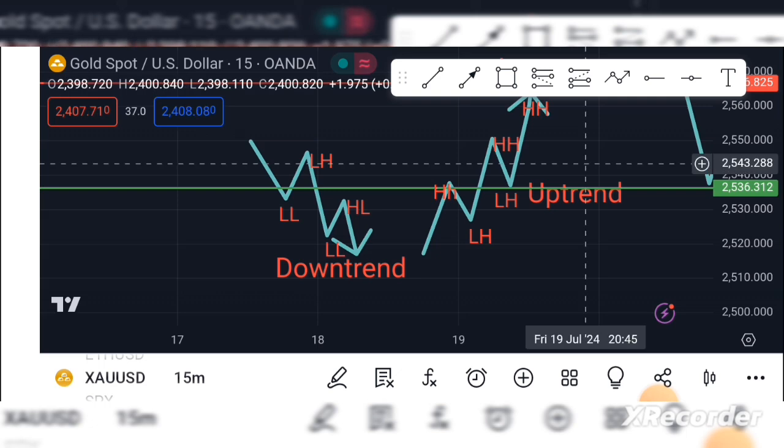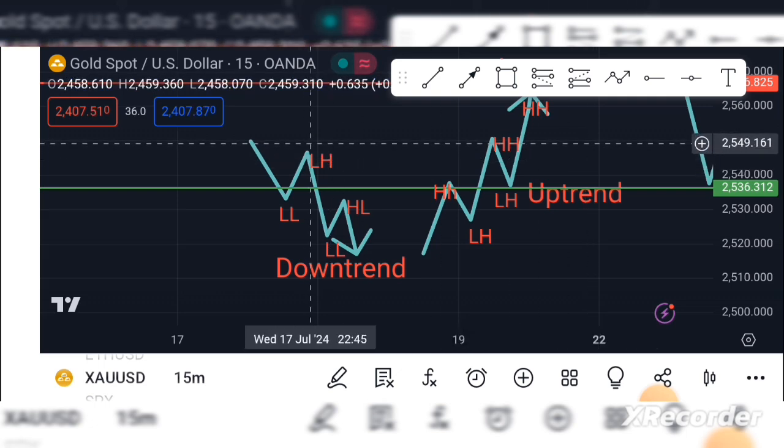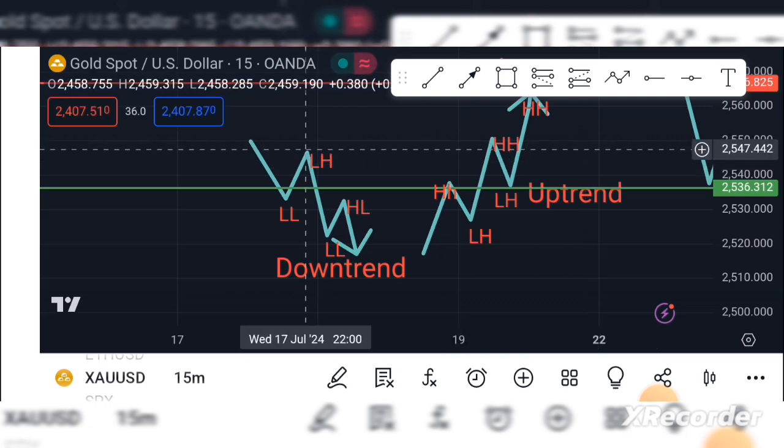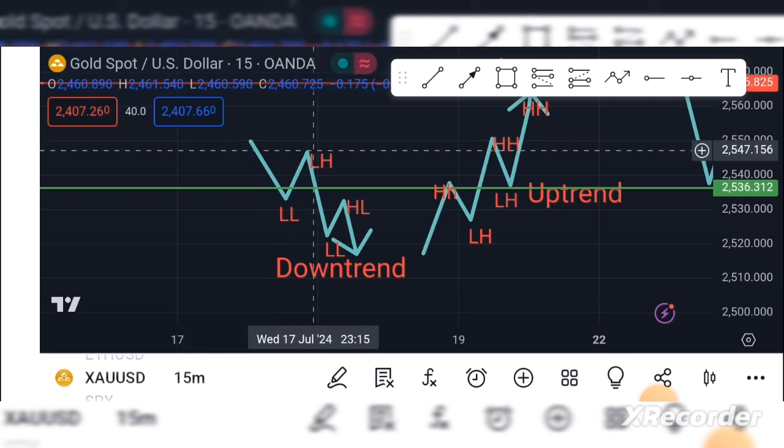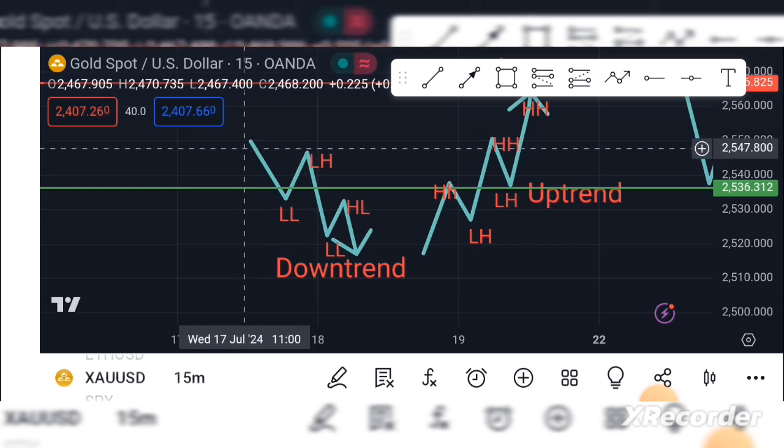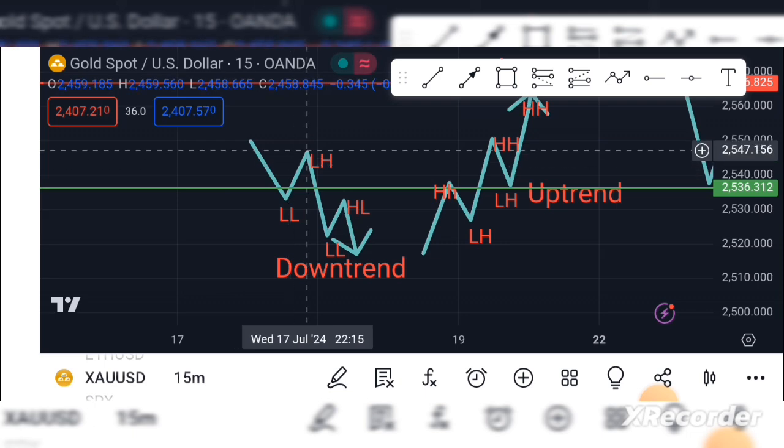This market now, let's just say this price here, you can see where my arrow is pointing, is not higher than this. You can see there is a big difference, it is very much lower than this high. That is why you call it a lower high.